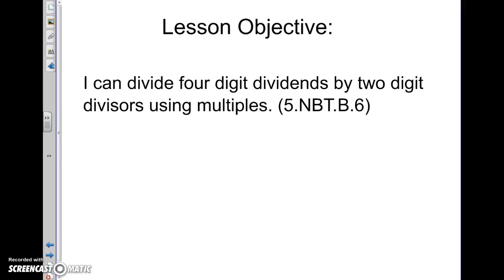Our lesson objective today: I can divide 4-digit dividends by 2-digit divisors using multiples. It's 5th grade standard, Numbers Base 10 B6.